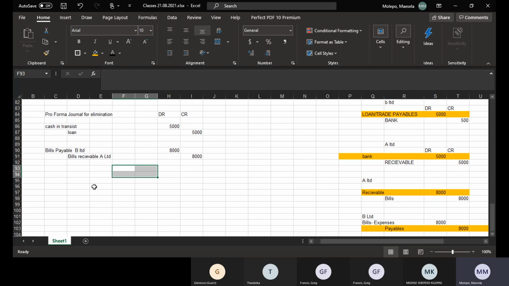Then when we go further, we'll have the elimination of the profit. So this was based on the unrealized one. The unrealized is based on the closing inventory. The closing inventory, as we were told, was sitting on the 45,000. So the 45,000 times 25 divided by 125.